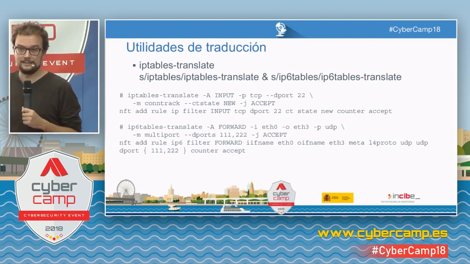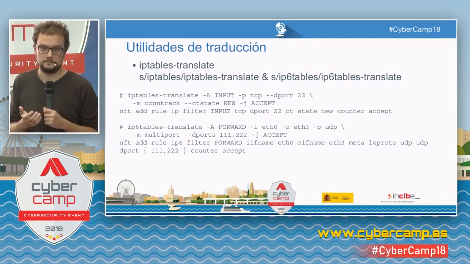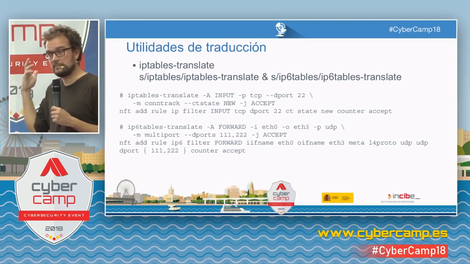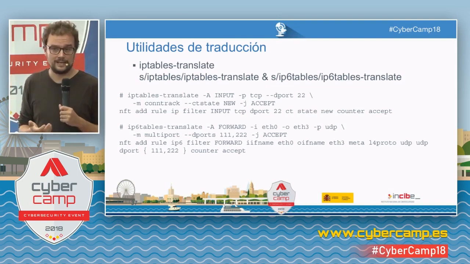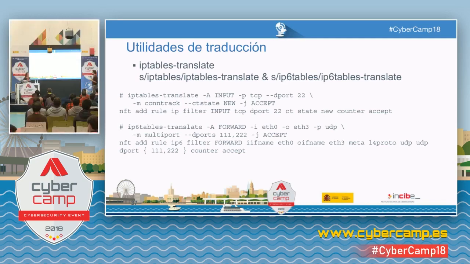So if you have 1,000 rules on IP, then on NFT you would still have 1,000 rules, because it's much more expressive. That doesn't make any sense. So that's why they should be grouped together where possible.